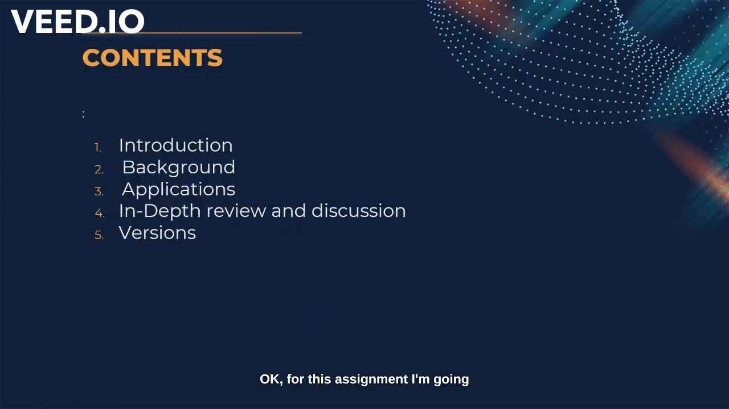Okay, for this assignment, I'm going to be talking about these contents. First, introduction. I'm going to be talking about a short intro on what to expect on this topic. Second, background. I'm going to be giving you guys a brief background on both operating systems. Third, application. I'm going to be showing you guys some applications that use the operating systems that are going to be shown. Fourth, in-depth review and discussion, just a detailed discussion on both operating systems. Fifth is versions. I'm going to be showing you guys 2 versions of the operating systems.